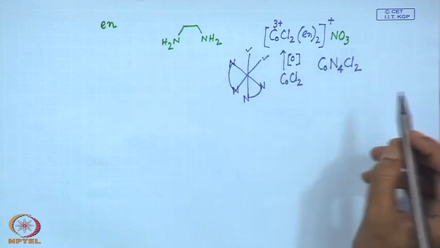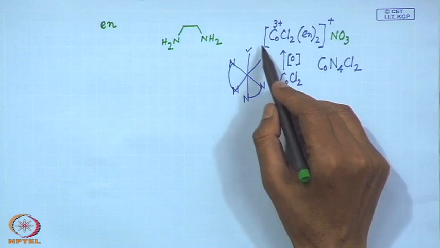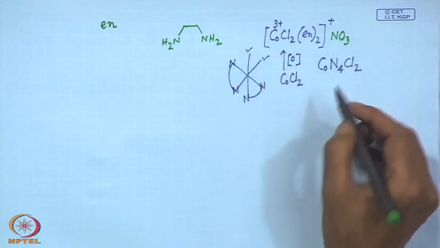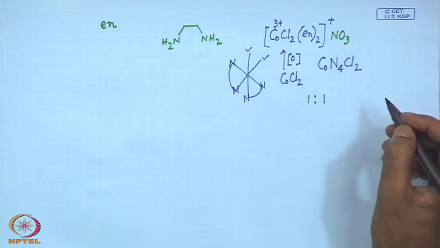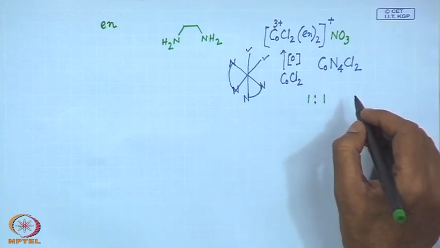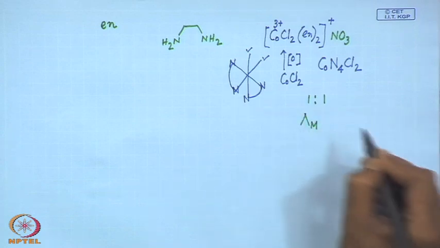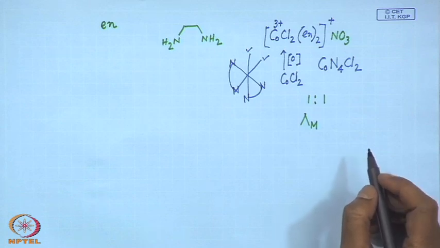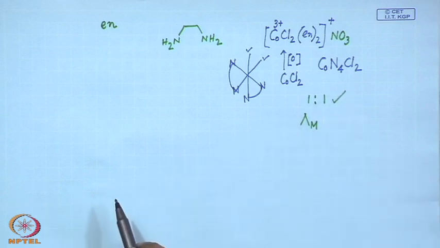Since the charge is like this, it can also be a corresponding nitrate salt, which will be outside the coordination sphere, and the overall charge of this big cationic complex species is +1 and this is -1. So, we have a complex species which is a 1:1 type of electrolyte, and we can measure the solution electrical conductivity to identify the nature of this compound.